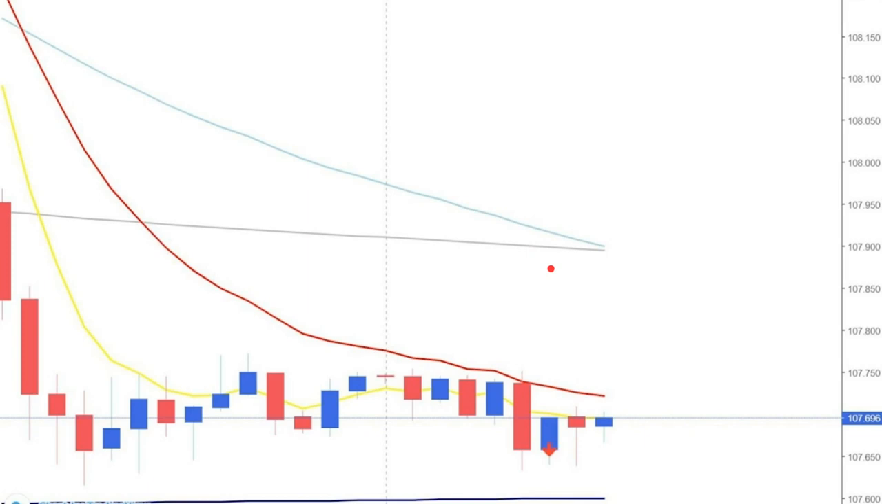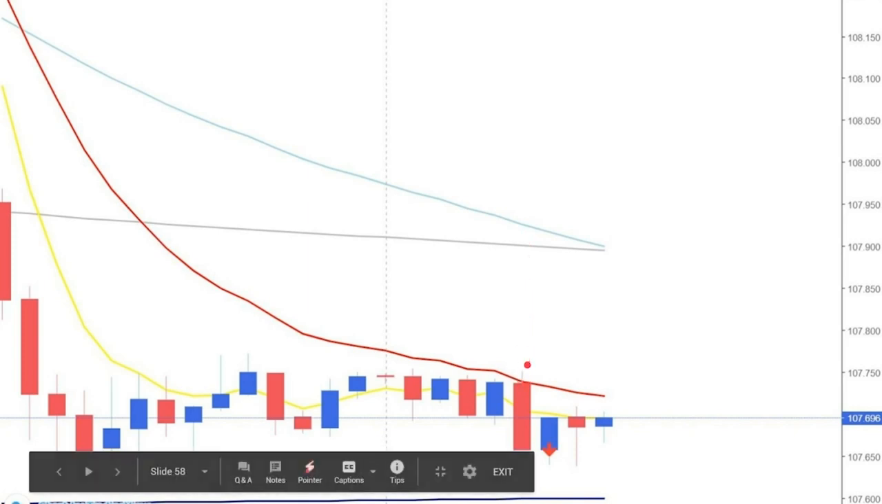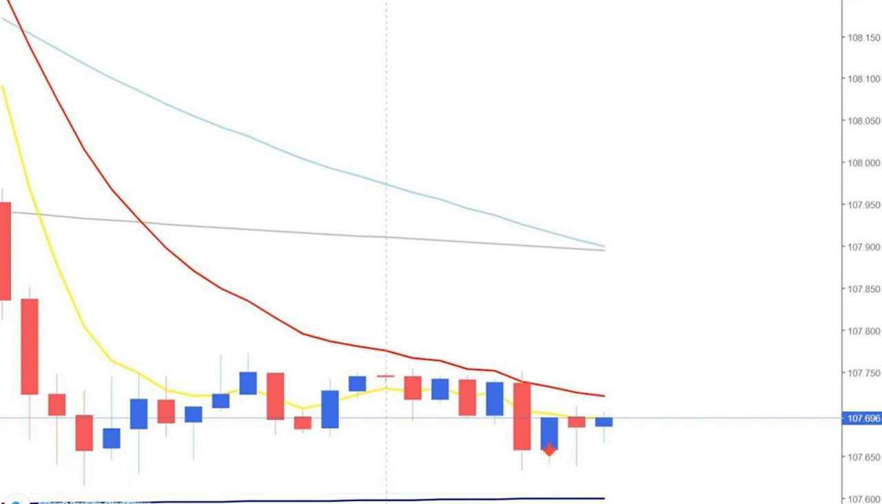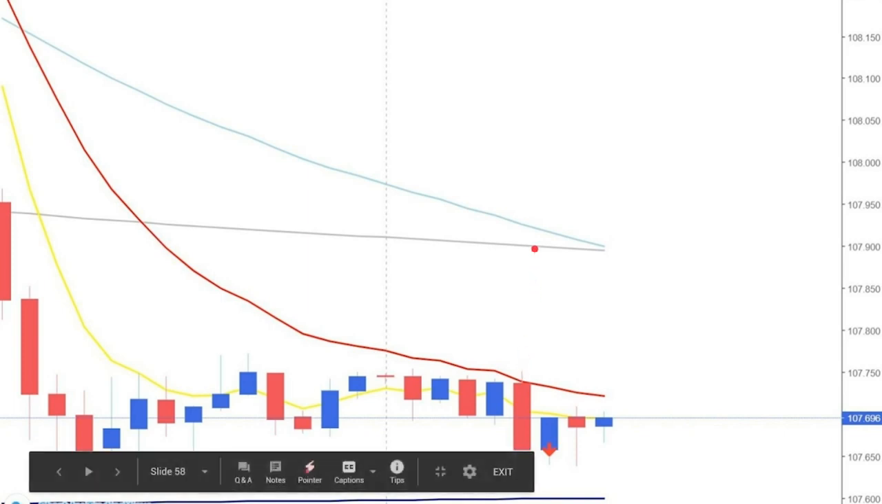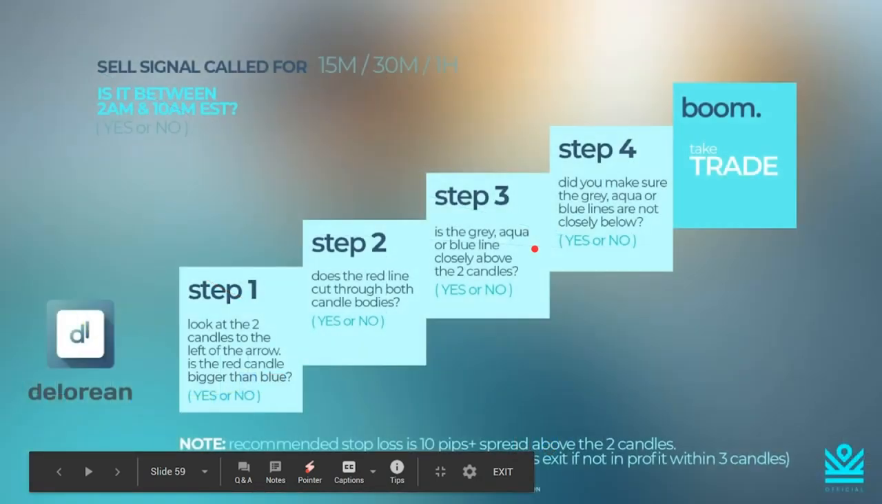The same step 3 to step 4. The closer in step 3, it's got to be at least 10 pips. In this case, it's not. It needs to be close. Okay? Step 3, we're looking for confluence. Step 4, we're looking for targeting. The closer, the better on step 3. In this case, we have a lot of separation. So there's another no. And that leads us to step 4.